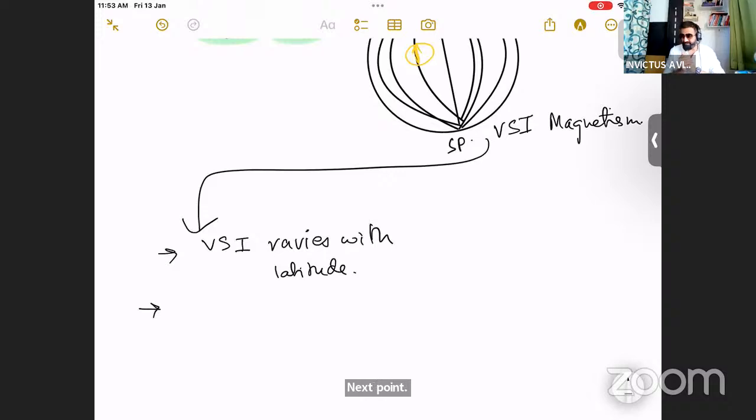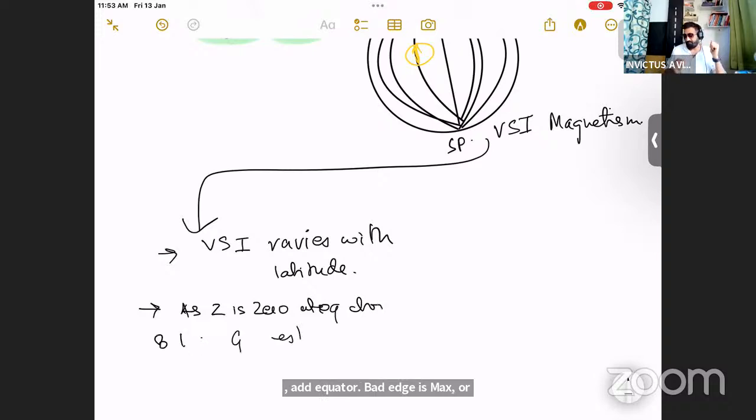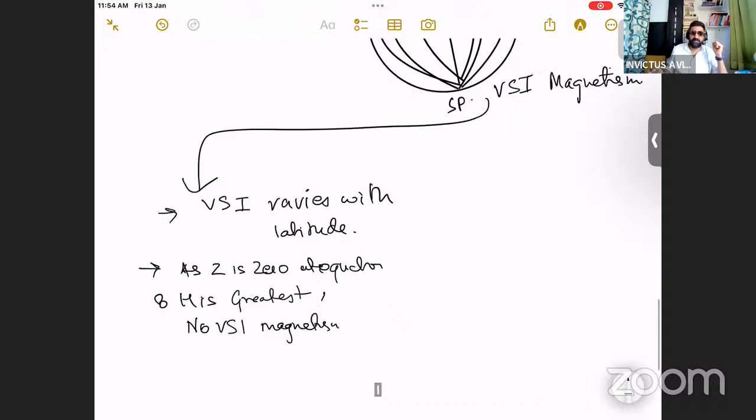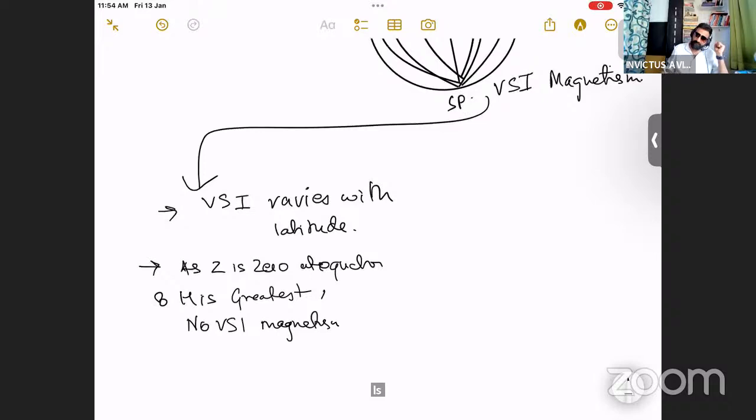As Z is 0 at the equator and H is greatest at the equator, as Z is 0 at the equator and H is max or greatest, no VSI, that is vertical soft iron magnetism, no VSI magnetism is induced over the equator. Very important point.